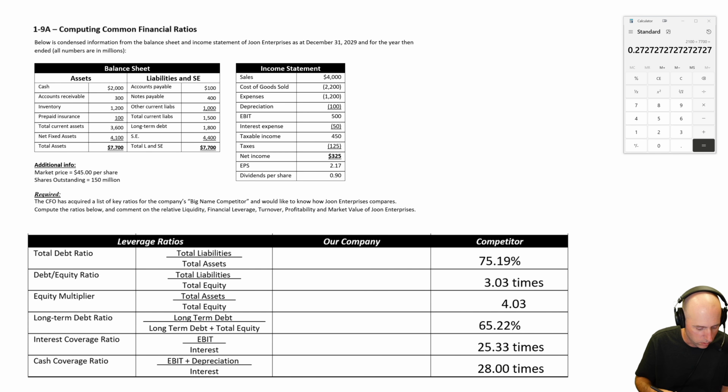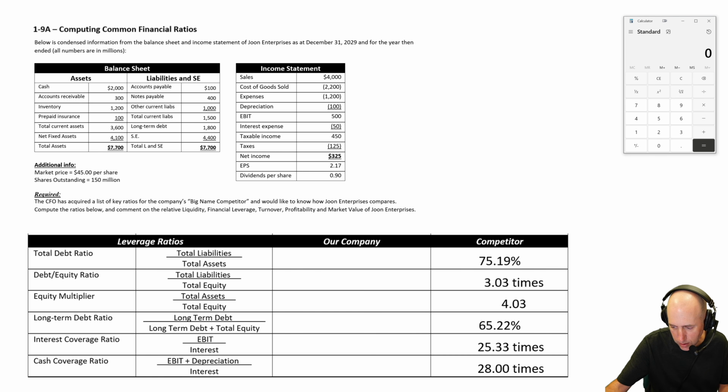So I just scrolled the leverage ratios up to the top here, and let's get after it. Total liabilities divided by total assets. Total liabilities, where are you? Okay, I got current liabilities. I got long-term debt. There we go. So current plus long-term is total liabilities. And we're going to divide that by total assets. So 1.5 plus 1.8 is 3,300 divided by 7,700. And I get 42.9%.